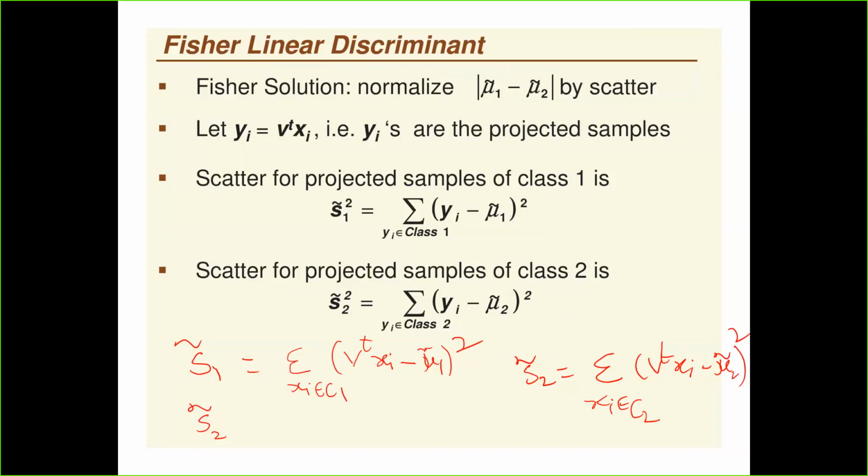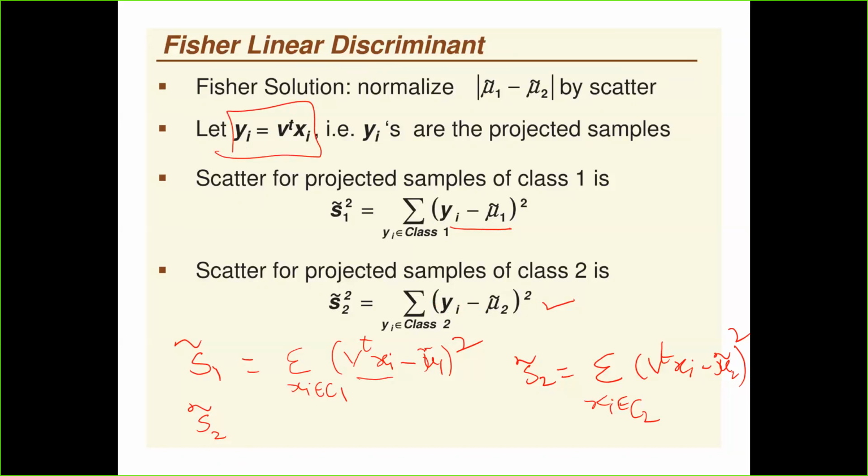Right. That's what it is doing here. So here yi's are taken as the projected samples V transpose xi. All right. So this scatter is indicated with S1 bar whole square, the scatter of class 1 in the projected space, which is for all yi belonging to class 1, yi minus mu1 bar whole square, where yi is V transpose xi. It's the same thing, right? Similarly here, for all xi belonging to class 2, it is V transpose xi minus mu2 bar. So V transpose xi is given as yi. That's all.